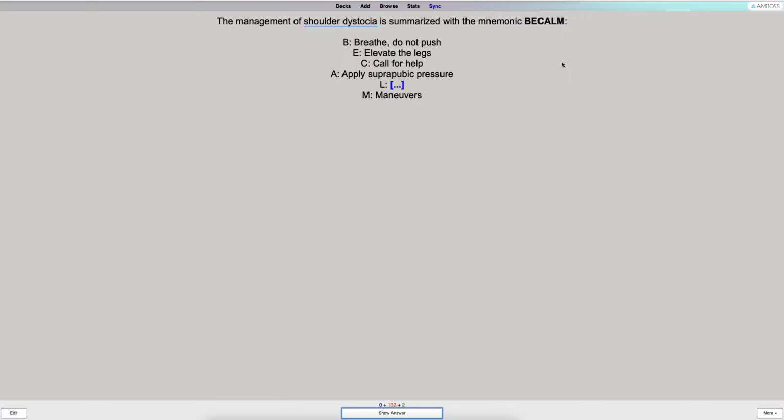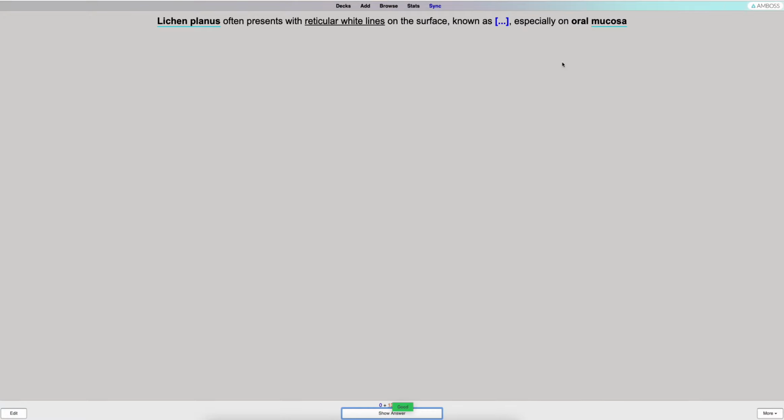Shoulder dystocia is summarized with the mnemonic, where one step stands for enlarge the vaginal opening. Poor outcomes include meconium aspiration. Lichen planus often presents with reticular white lines, known as Wickham's striae, especially on mucosa. The first pharmacological treatment for menstrual irregularity due to polycystic ovarian syndrome is contraceptives.